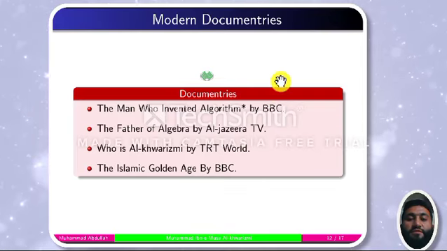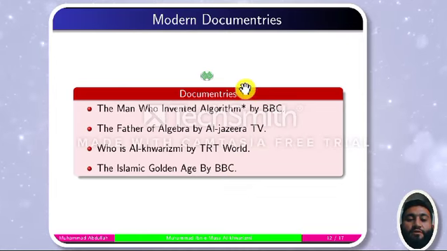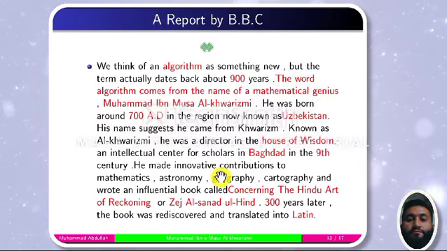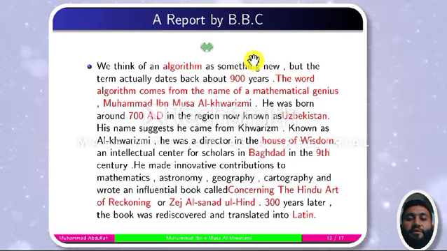So these are the famous documentaries about Al-Khwarizmi. The first one is The Man Who Invented Algorithm by BBC, then The Father of Algebra by Al Jazeera TV, Who is Al-Khwarizmi by TRT World, and The Islamic Golden Age, again by BBC. This is a report published by BBC about Al-Khwarizmi. Now let us study what this report says.